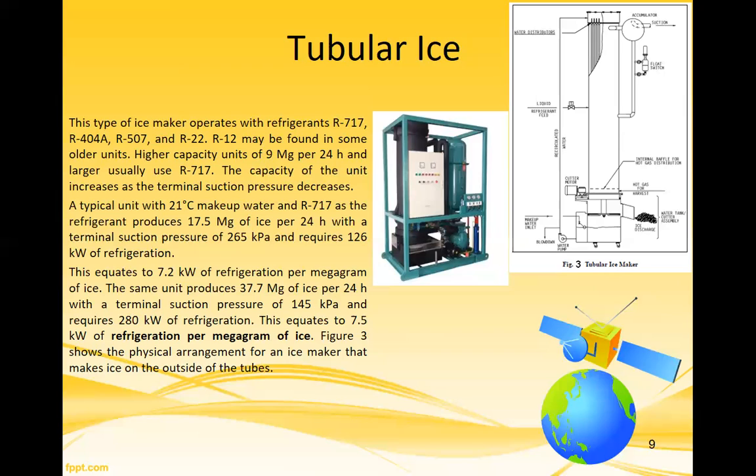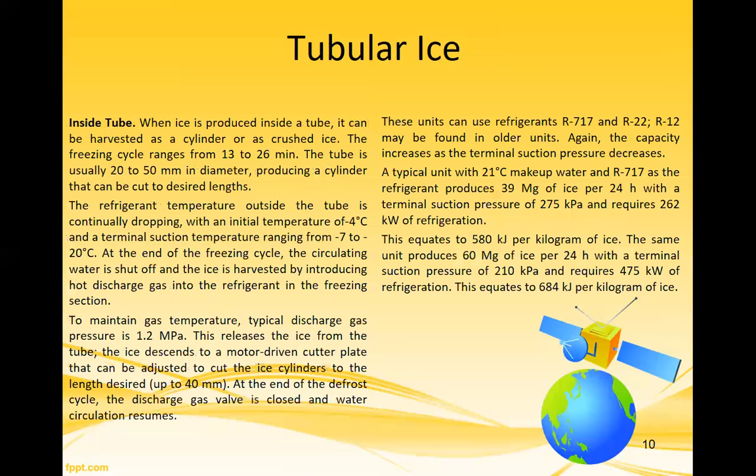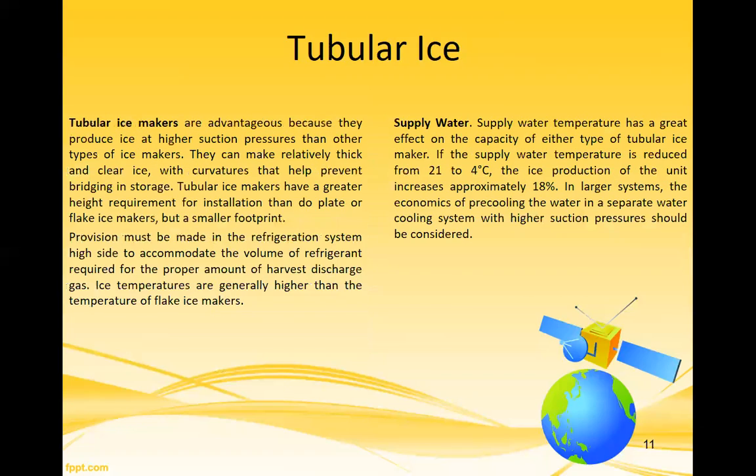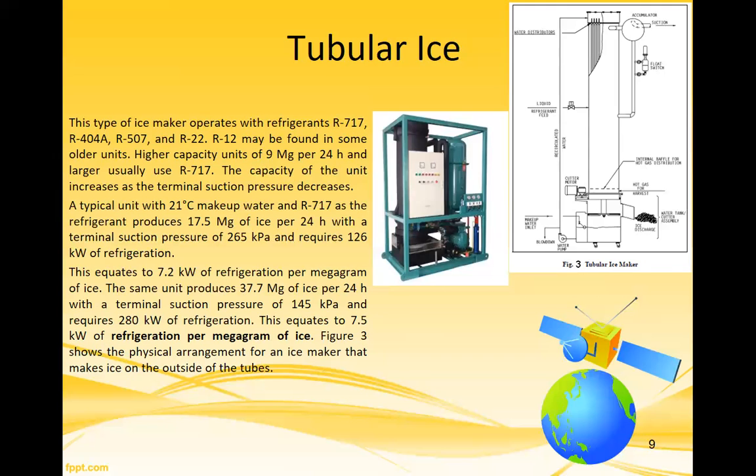Figure shows a typical physical arrangement for an ice maker that makes ice on the outside of the tube. So ito, meron tayo nito sa atin. Yan. Pero sa Legazpi, mga ice plant dito na ganyan ang itsura. Okay? That is tubular ang labas niya. So inside, outside tube. For inside tube, so walang figure. Sige lang, next year na lang ang figure.